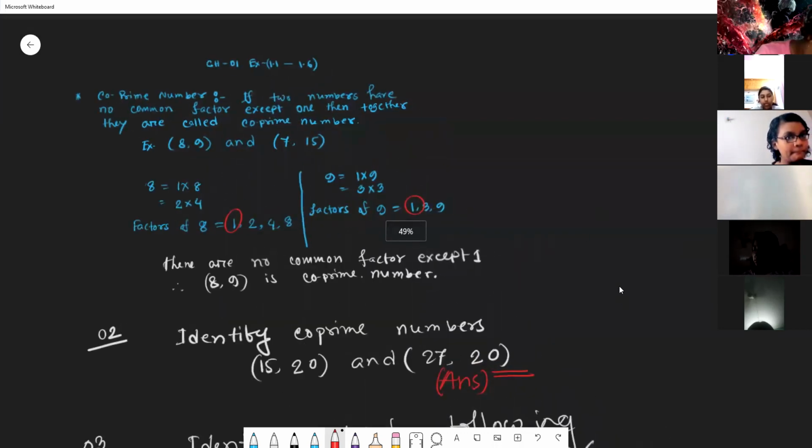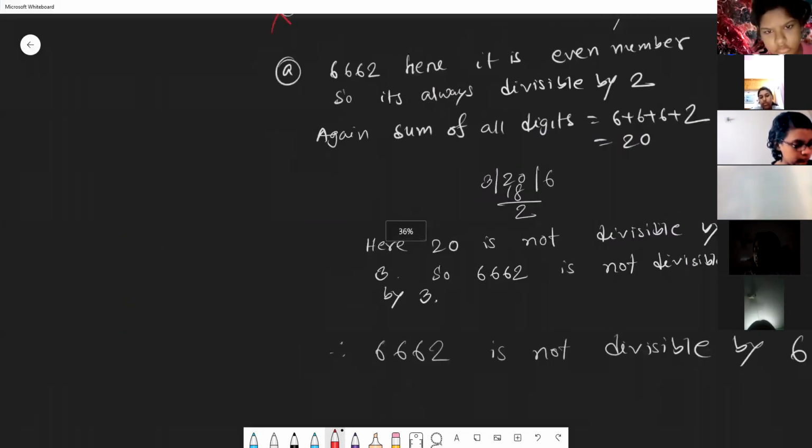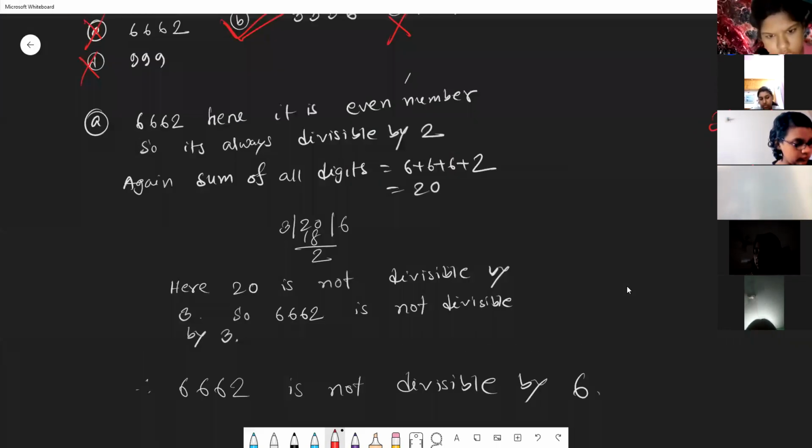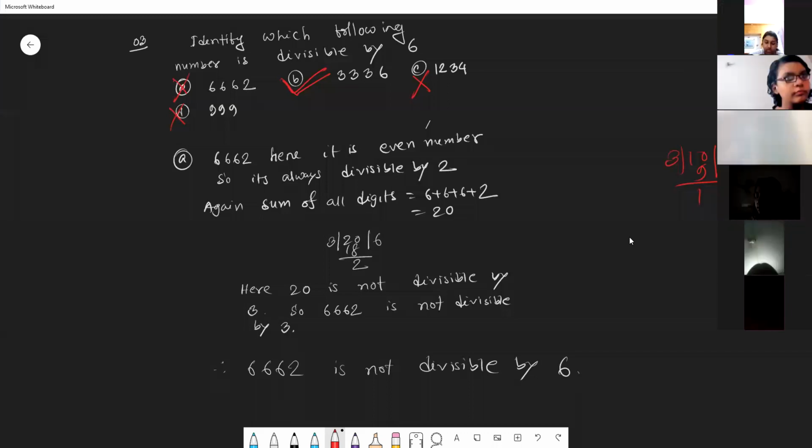Okay, now please see number 3. This is the third question, related to divisibility by 6. If you have to answer these types of questions in the creative part, then you have to write up to the last step in terms of CQ. But in terms of MCQ, if you identify the right answer, it is okay. How you have done it is not needed in MCQ.